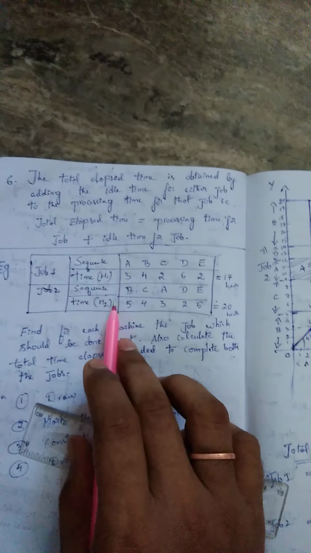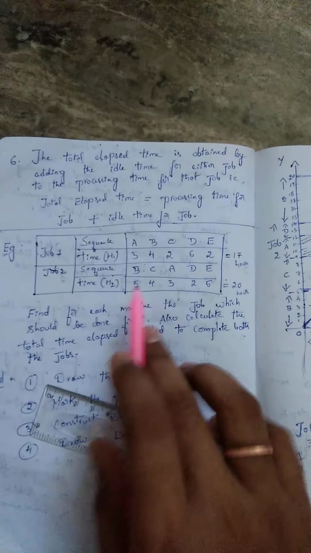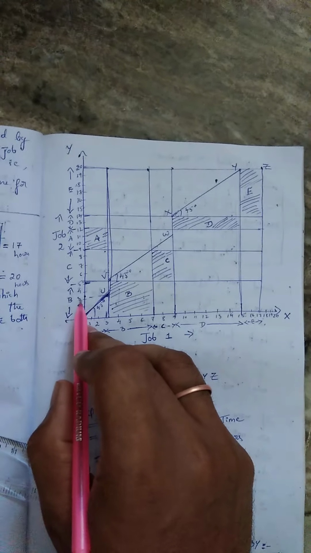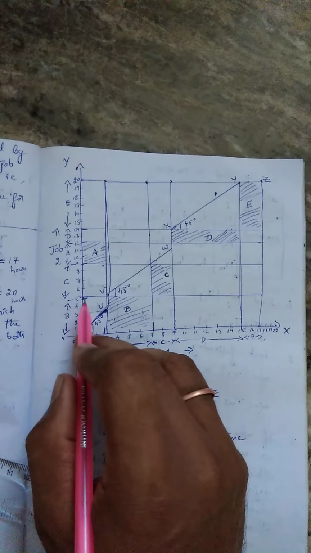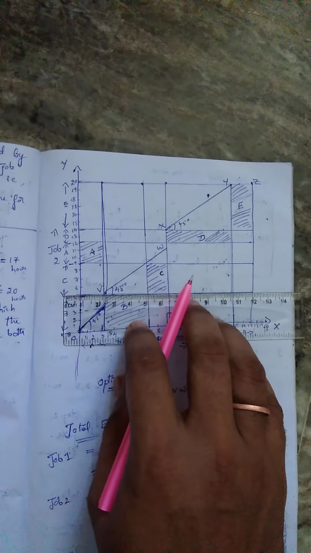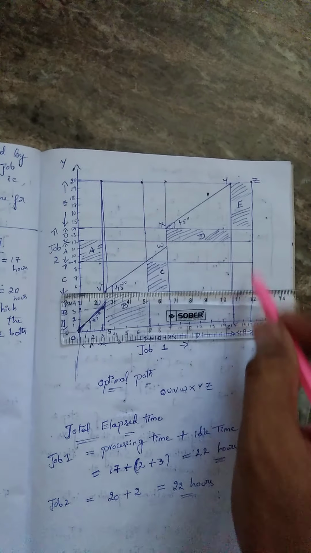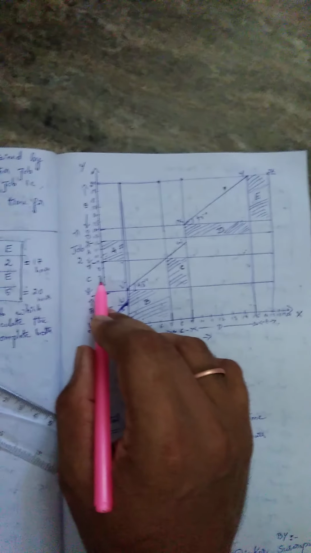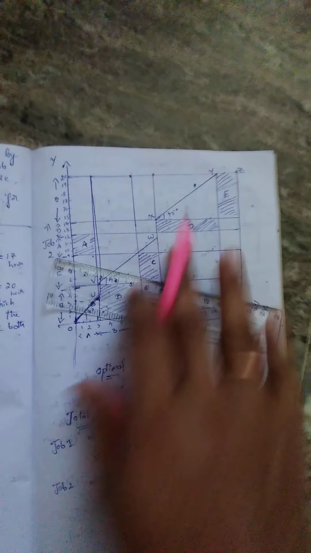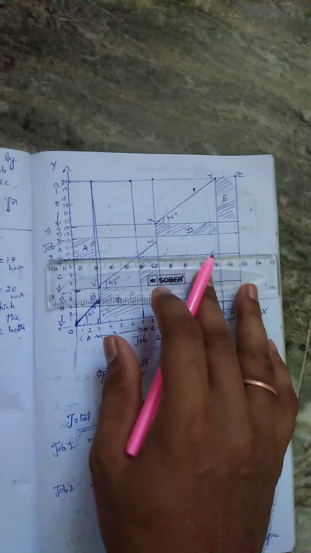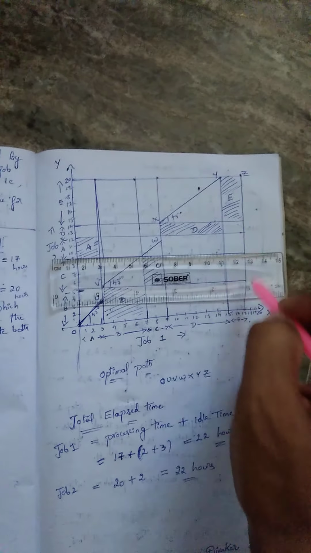Later, what is the next job sequence? Job 2. Next are the job 2 sequence timings. 5, that means 1, 2, 3, 4, 5. Here is the point, and we draw a horizontal line from here up to the 17-hour line. Next, 5 plus 4 is 9: 6, 7, 8, 9. Again we draw the line from 9 touching the 17-hour line.